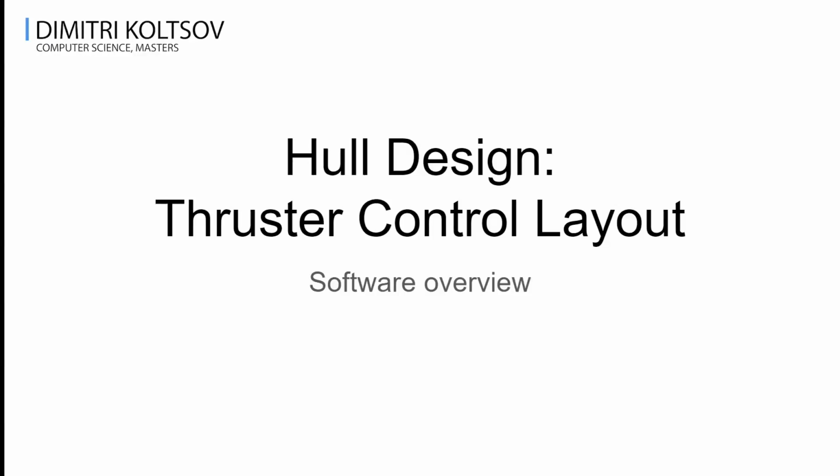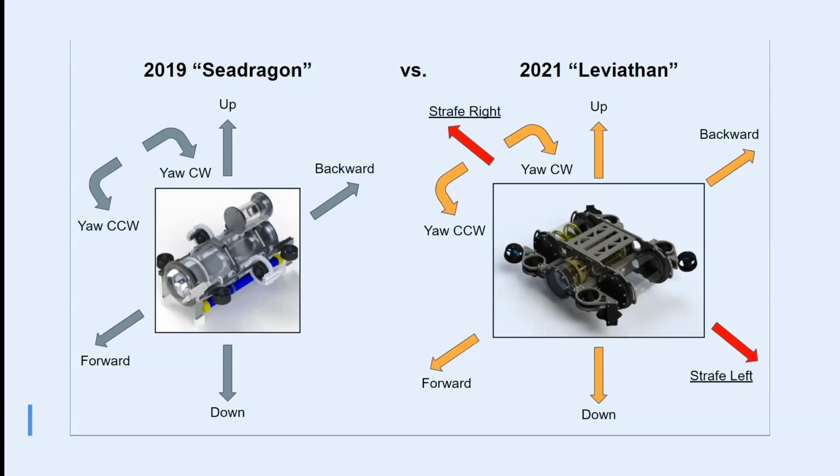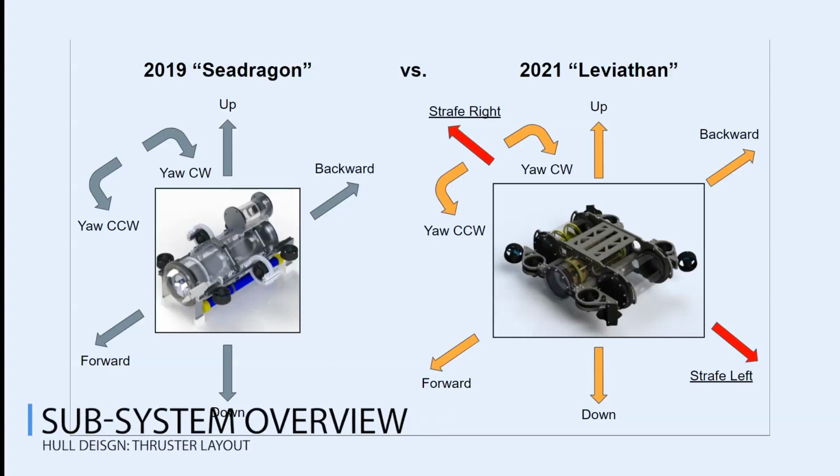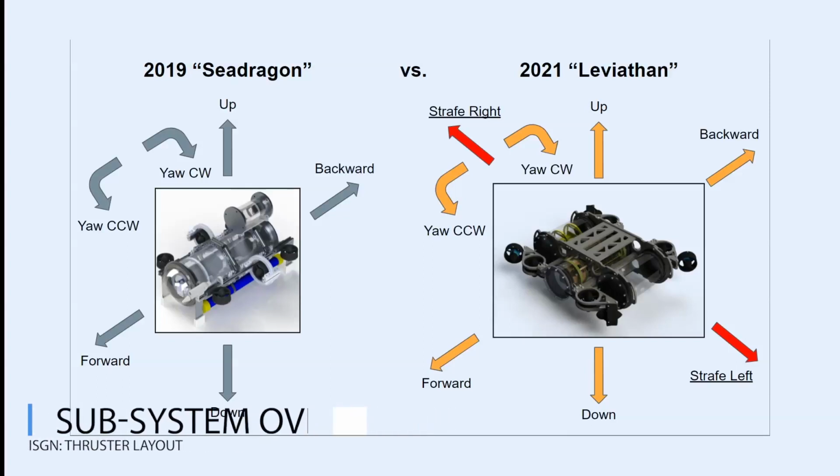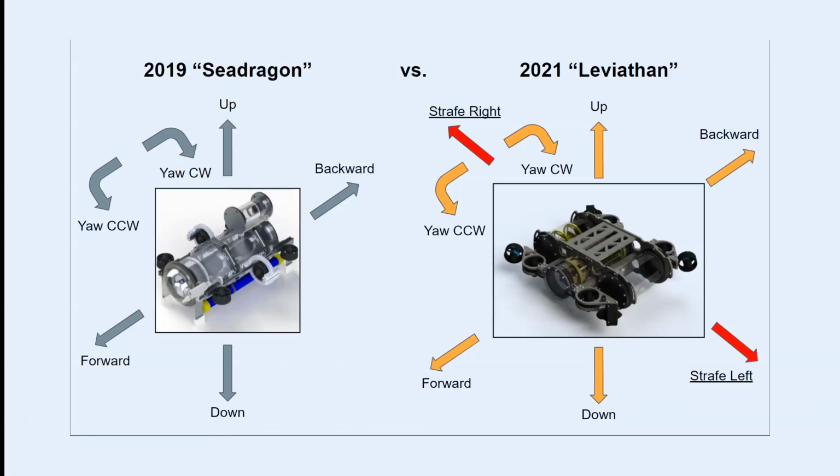We're going to talk about hull design today for our thruster control layout. In our previous 2019 Sea Dragon design, we took a straightforward approach to building our hull or chassis. The submarine only needed forward and backward translational movement in addition to being able to ascend and descend in the competition pool. The only rotations that we required were clockwise and counterclockwise yaw to face in a given direction.